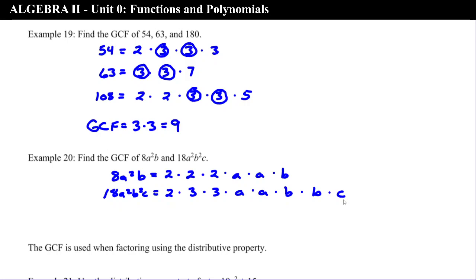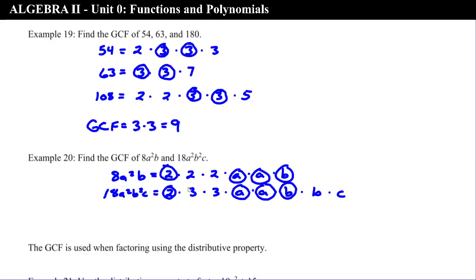Okay, now let's find what they have in common. Well, we've got a 2 in common, and that's it for the numbers, because we have 2 2s and 2 3s. There's nothing in common there. We do have an a in common, we've got another a in common, and we have a b in common.